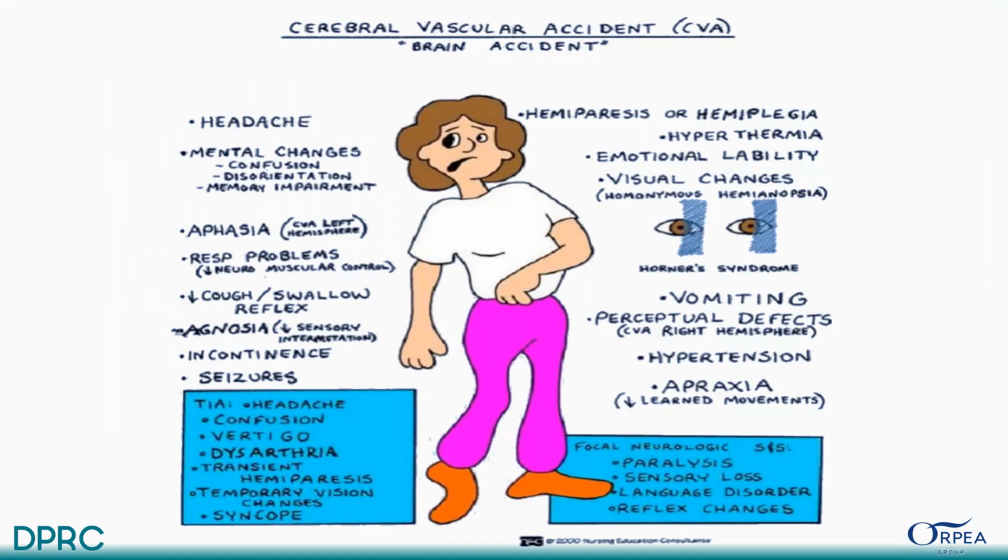Also the same with the TIA, which is a transient ischemic attack. So here he has hemiparesis and hemiplegia, hyperthermia, emotional lability, visual changes, vomiting, perceptual defects, hypertension, and apraxia.